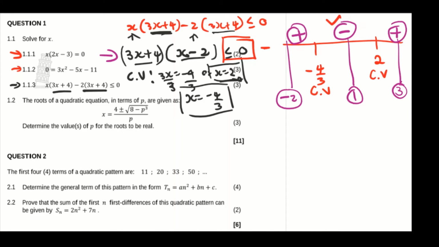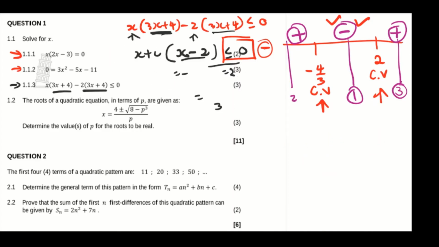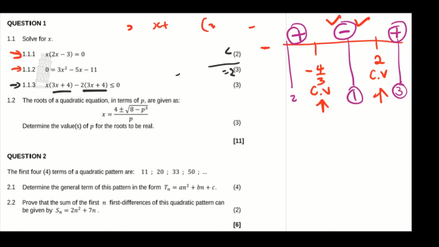So what do we conclude? We conclude using our critical values, being this and being this. So we conclude by doing this. We're going to say x must lie between minus 4 over 3 and less than or equal to 2, right? So it must lie between minus 4 over 3 and 2. Why? Because that's where we get the solutions which are negative, right? Which is what we found here. So yeah, we're done with this problem here. If you didn't understand, please say something in the comments. I will help you out.